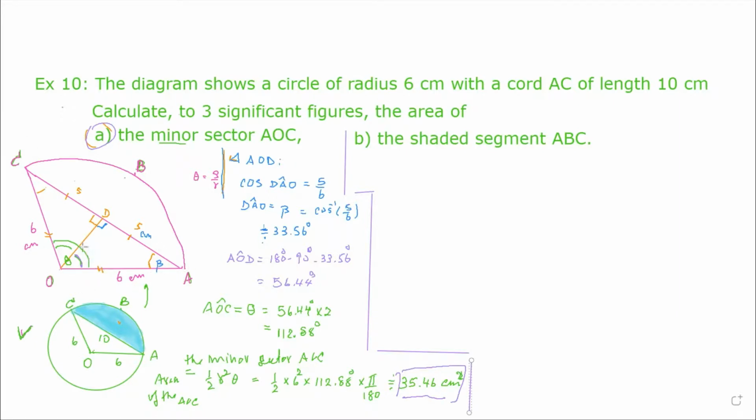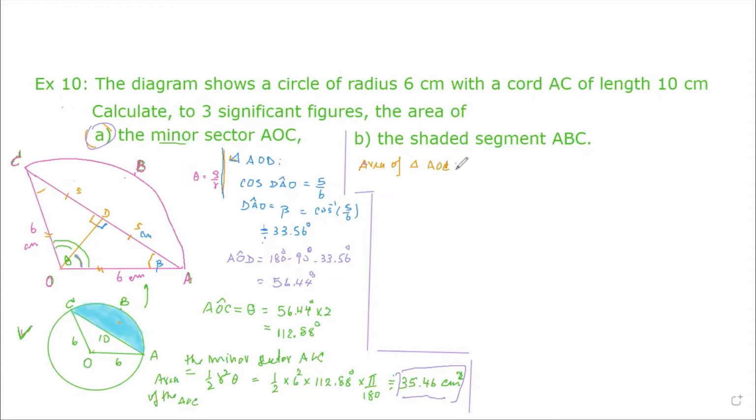So we can use 1/2 times base. We know the base of 10 times height OD. You can also use Pythagoras, or you can use the formula I gave you previously, because we know these two arms. We know OA, OC, and many formulas can be used. Right now we want to find the area of the triangle AOC.